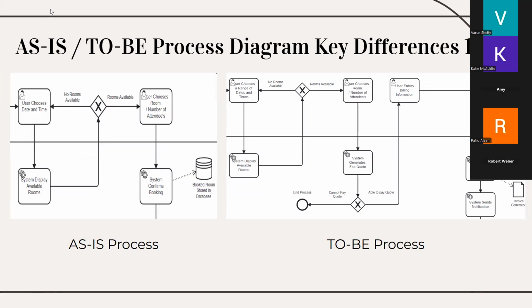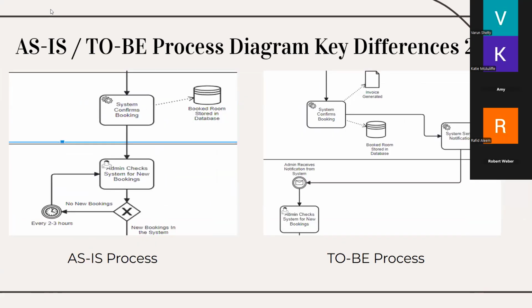And if the user can pay the fee, then he or she is able to enter the billing information. And then the room reservation request is submitted and an invoice is generated. As for key difference number two, the admin no longer has to check the system multiple times to see whether a reservation request has been submitted. This is due to the fact that the 2B system has real-time notifications informing the admin that the request has actually been submitted.